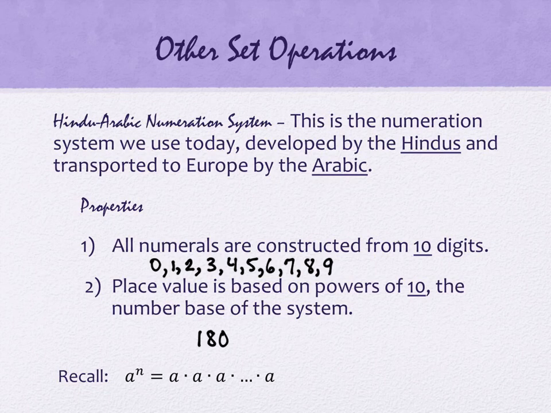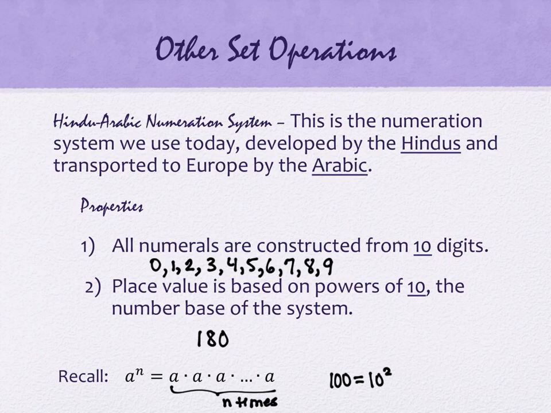The other thing that I'd like for you to remember is this exponent notation. So when we have a to a power of n, it means that a is multiplied together n times. And we're going to see that come into play. Even already I mentioned that if we have the number 100, it's really 10 squared. So we're going to see powers of 10 or powers of other numbers in our different numeration systems.